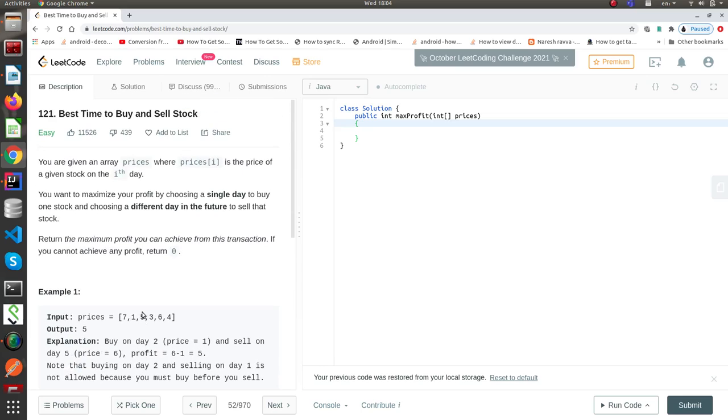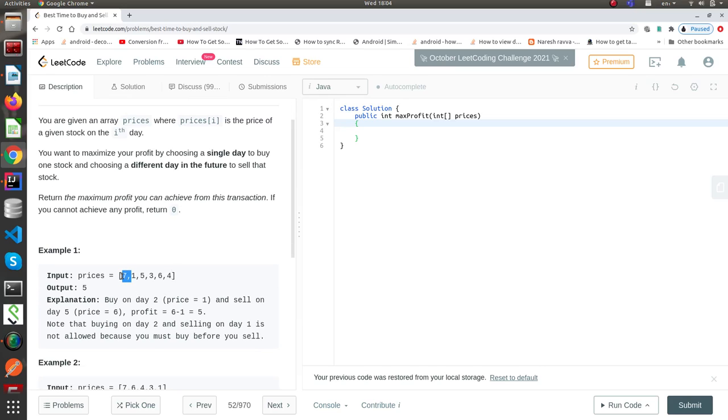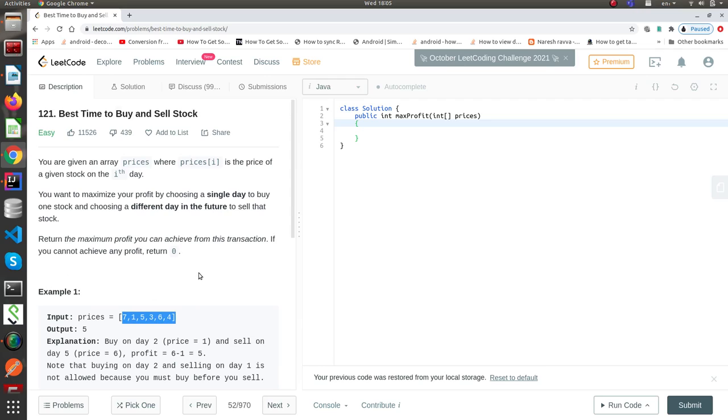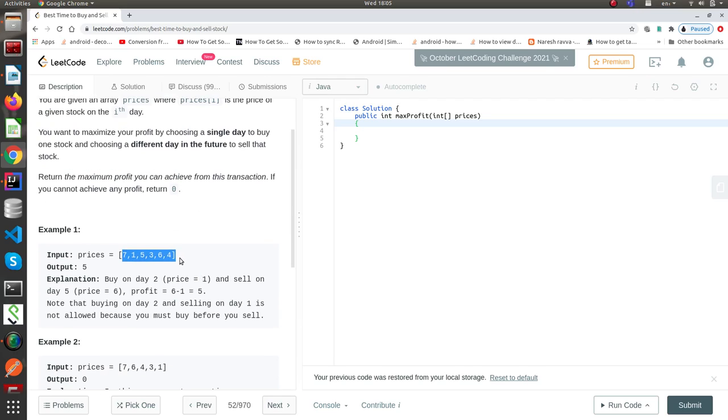Okay, this can be achieved in two ways. One is looping. We can take two for loops and loop through: 1 minus 7, 5 minus 7, 3 minus 7, 6 minus 7, 4 minus 7. At that time we can track our maximum profit and return that. Then after 1: 5 minus 1, 3 minus 1, 6 minus 1, 4 minus 1. The complexity of that one is O(n) square, so the time complexity is more using that.